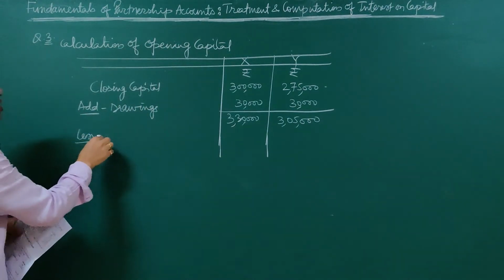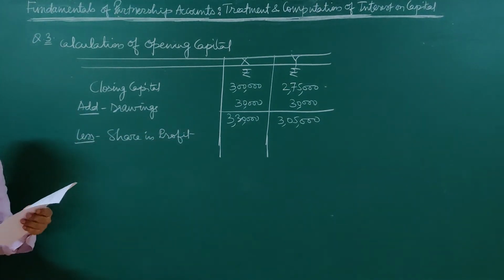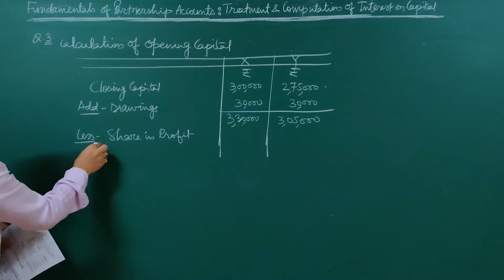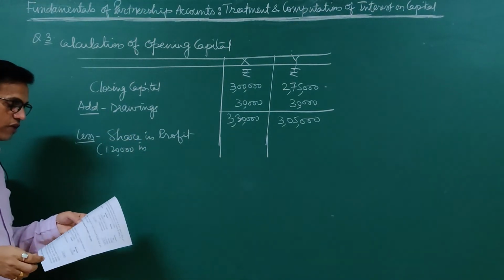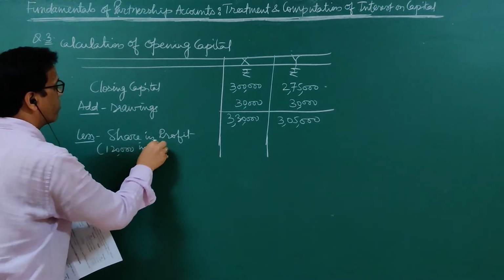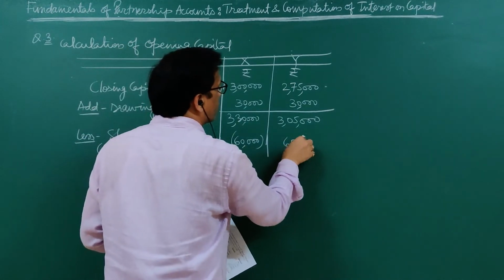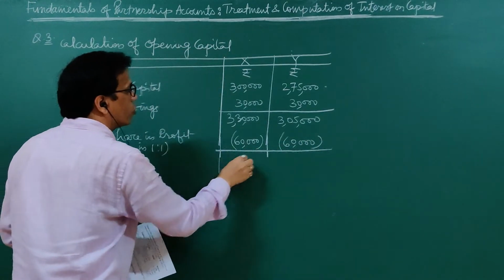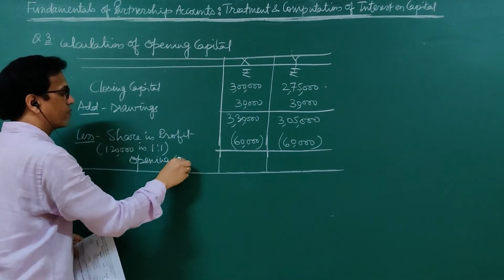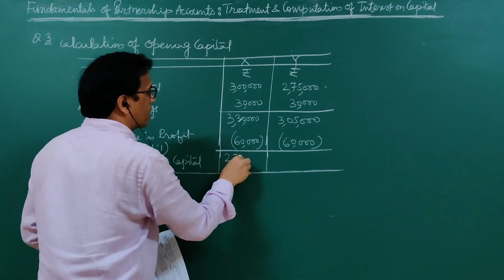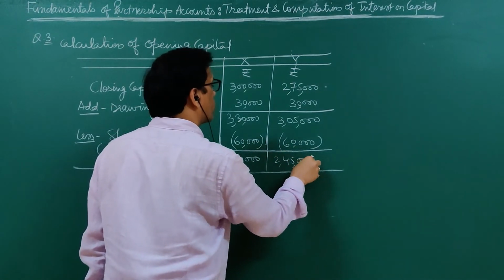We subtract share in profit. Additional capital is not given in the question. Only share in profit we will subtract. Total profit is 1,20,000 rupees. So 1,20,000 rupees has been divided among them; the ratio is not given, so in equal proportion. So in ratio 1:1, 60,000 we subtract from X and 60,000 from Y. So by doing this, the opening capital is 2,70,000 rupees for X and 3,05,000 minus 60,000, it is 2,45,000 rupees for Y.